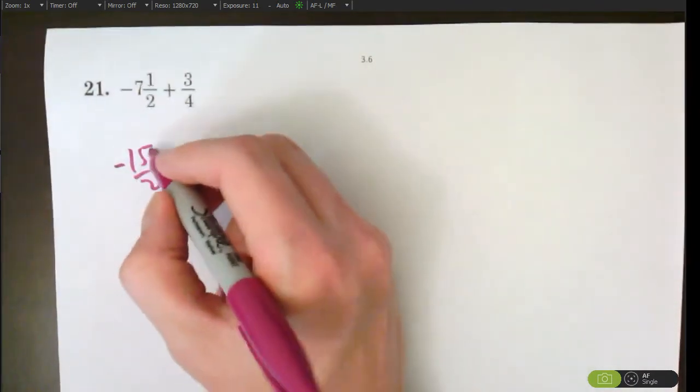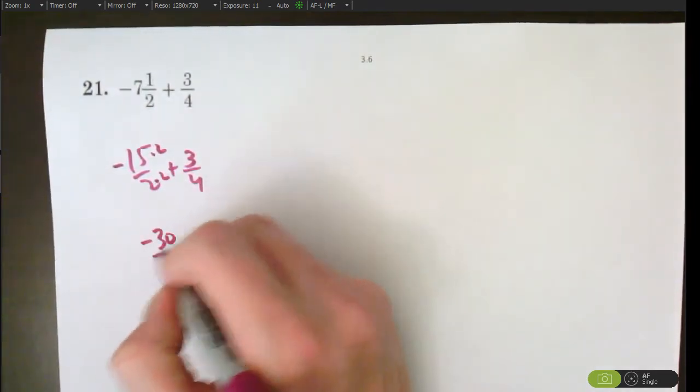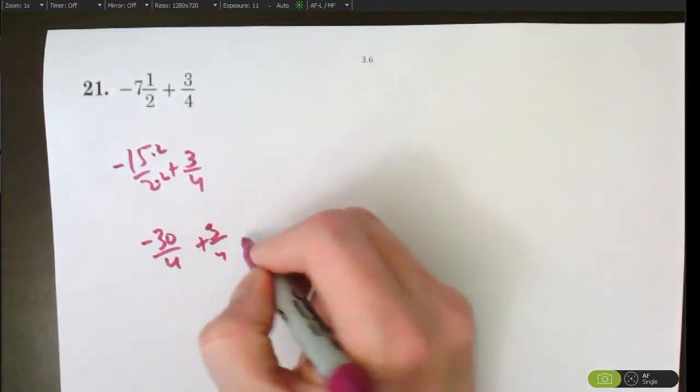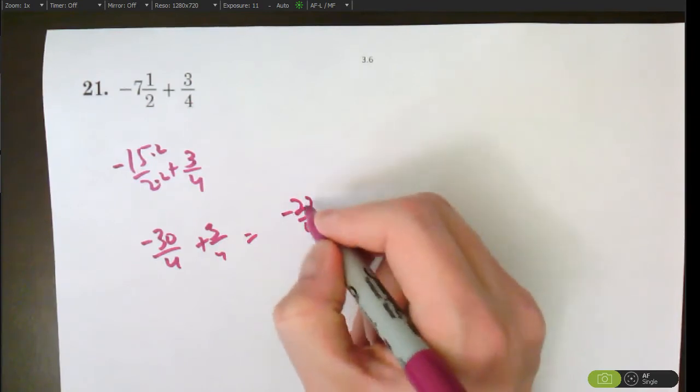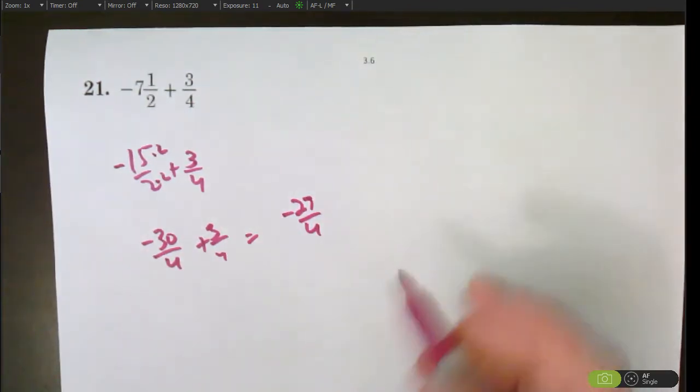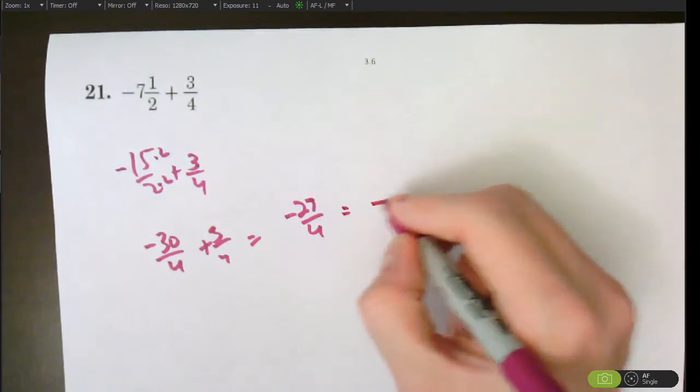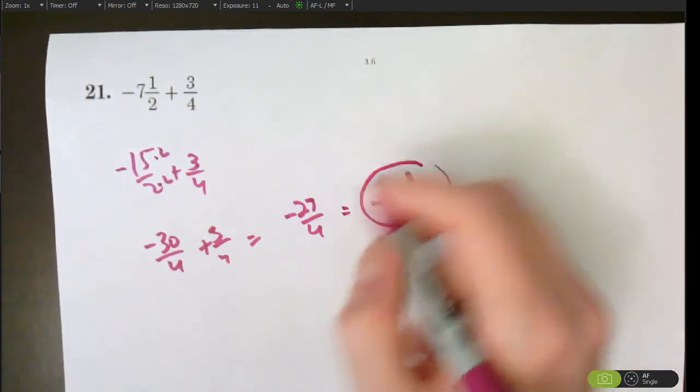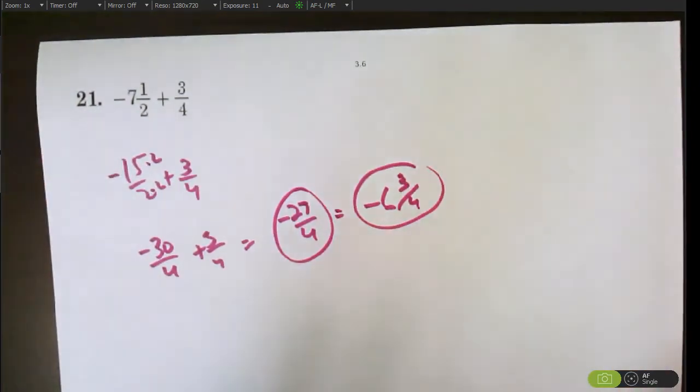It's fourths, so multiply the top and bottom by 2. So negative 30 over 4 plus 3 over 4 is negative 27 over 4 then, because again, we just add the numerators. You can leave it like that, or it ends up becoming negative 6 and 3/4. So again, either one I'm fine with.